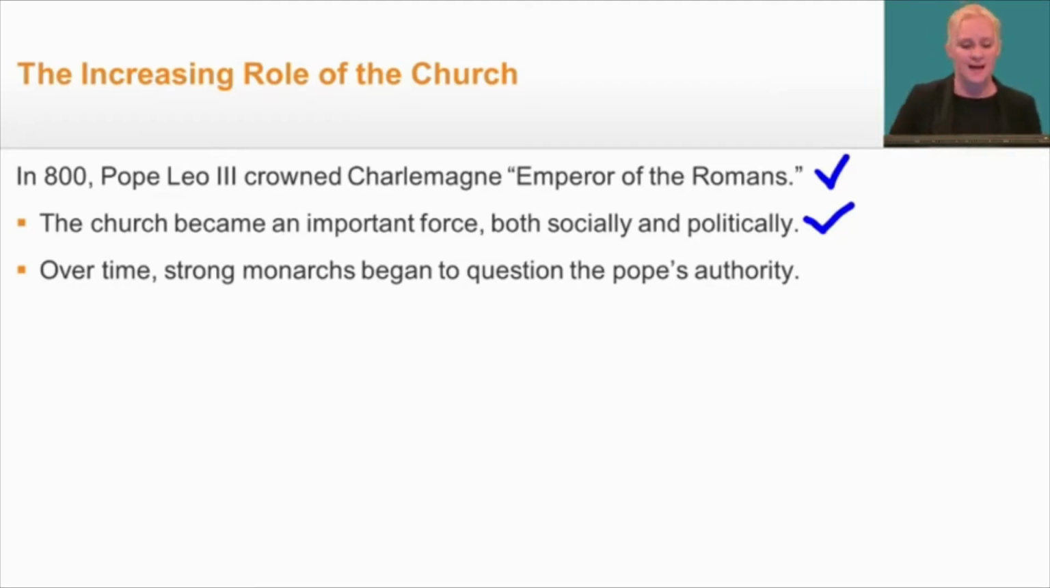And over the times, strong monarchs began to question the pope's authority. They were wondering if it was really right that a pope should have the authority to crown kings, and some of them took offense to that, and there would be conflict.